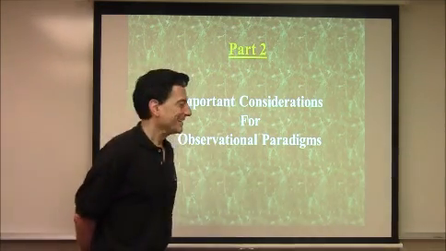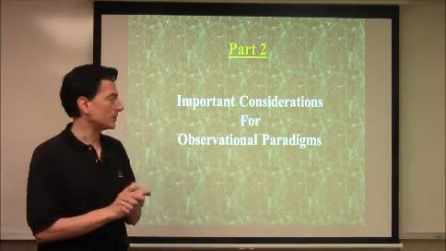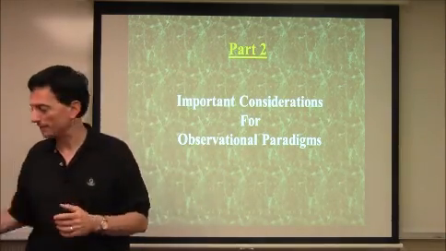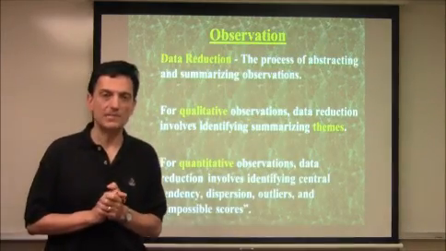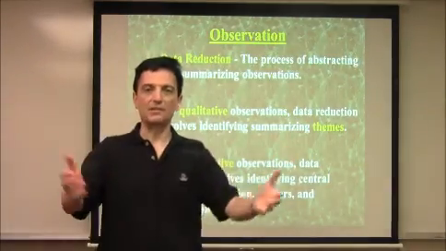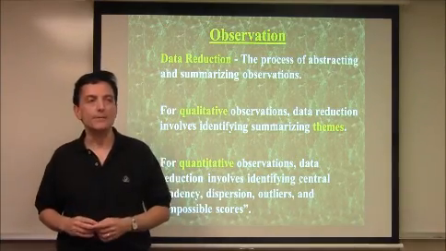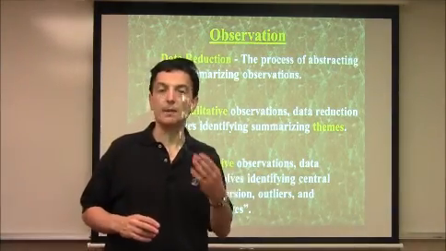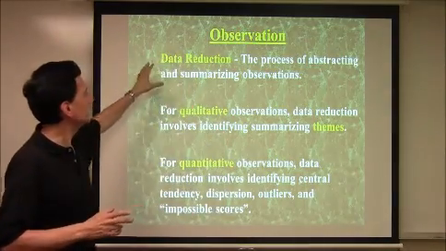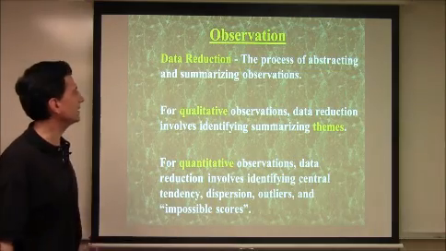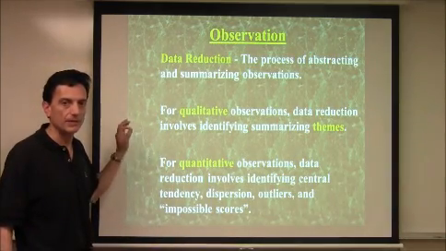Okay, welcome back. Now that we've talked about measurement scales, we'll go on to some other important considerations for observational paradigms. We can talk first about data reduction. After you've made some decisions about what kind of measurement scale you're going to have, maybe it's nominal, maybe it's ordinal, maybe it's interval, maybe it's ratio, we'll need to engage in some data reduction. And we can define this as the process of abstracting and summarizing our observations.